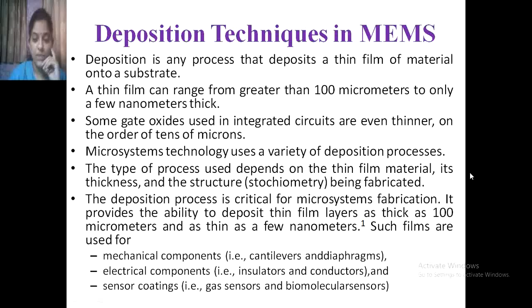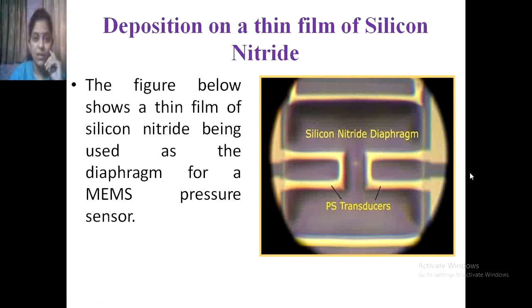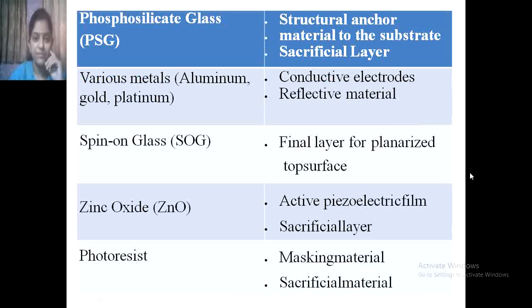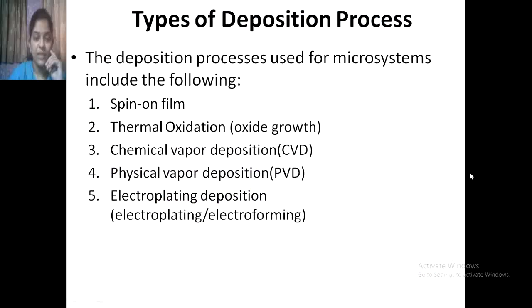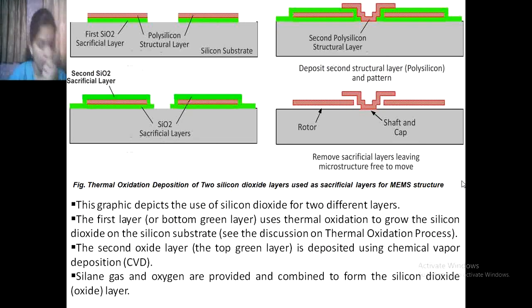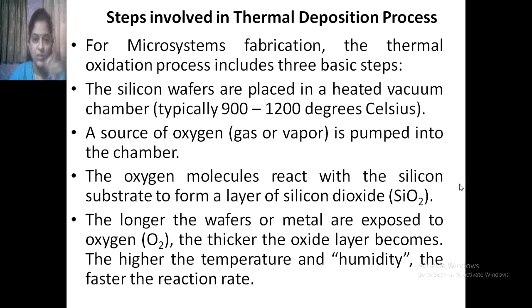In this chapter we have seen deposition techniques, then types of layers of MEMS, then types of deposition process, that is spin-on film, thermal oxidation, chemical vapor deposition, physical vapor deposition, and electroplating deposition. This we have already covered in the last session. We are just going to take one small review of that.